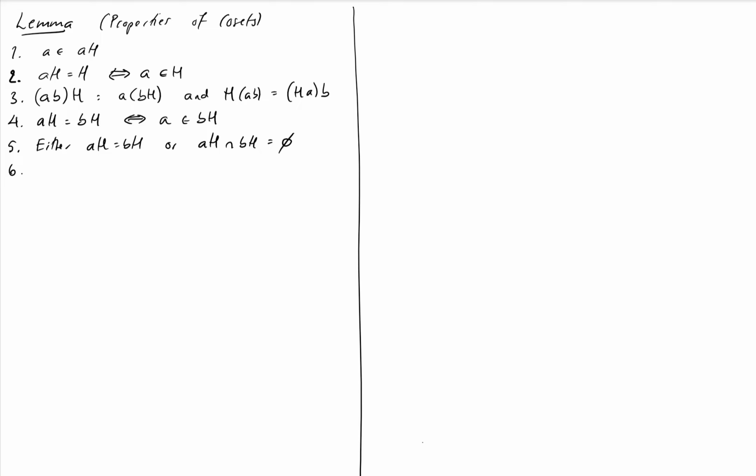This one is a similar one that says AH equals BH if and only if, this time, A inverse B is a member of the subgroup H. It's an equivalent statement to our earlier one. Let's just tidy up that arrow.